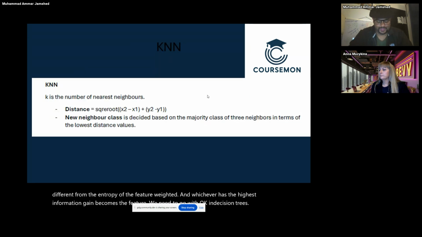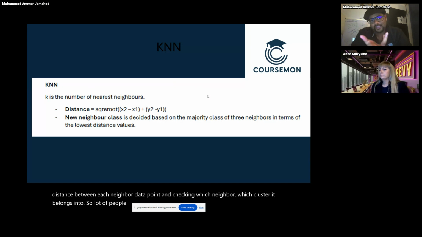Now, KNNs, okay? Normally KNN is the easiest algorithm of machine learning. It's just checking the distance between each data point and square rooting it, because again, to cancel out the negatives, we're just seeing the distance between each neighbor data point and checking which cluster it belongs into. So a lot of people say that if we have KNNs, why do we have a separate unsupervised algorithm of clustering? Why do we need that?